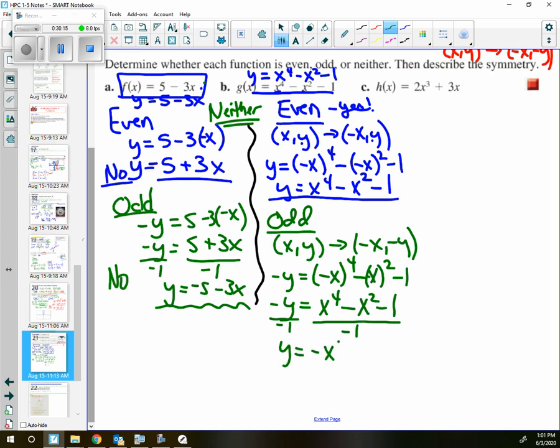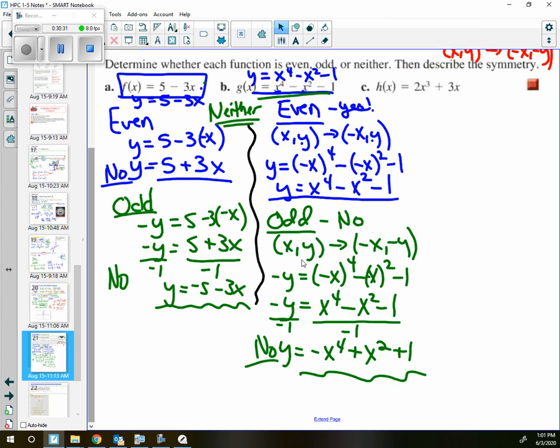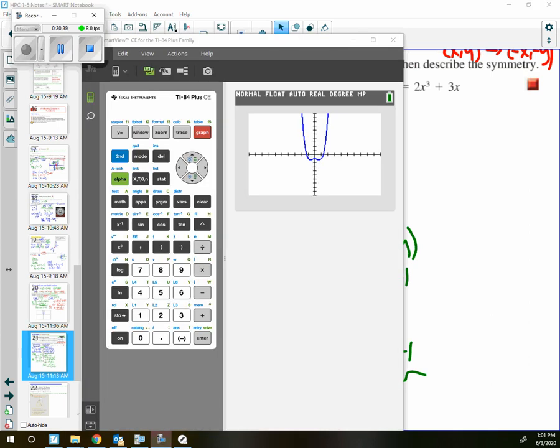So that's going to be an opposite x to the fourth, a plus x to the second, and a plus 1. This expression is definitely not the same as the original. It doesn't contain those 2 points. So this one is no, it is not odd. It does not have origin symmetry. So when we think about this graph, it should actually only be folding over the y-axis, which is what even means. Even means y-axis symmetry. Let's check the graph. All right, so take a look at that graph, definitely folding over the y-axis, it's even.